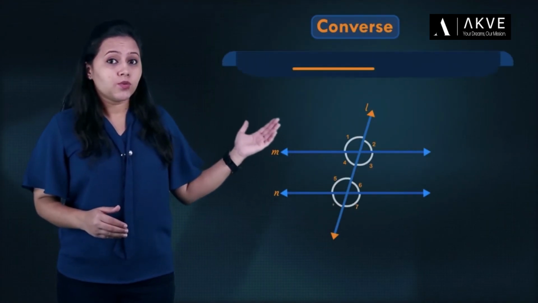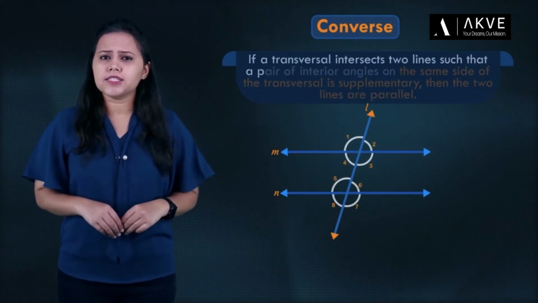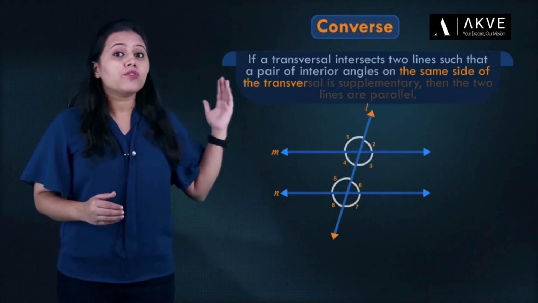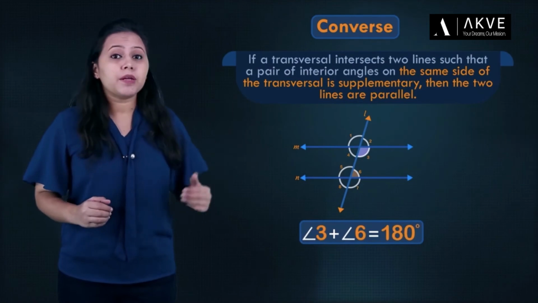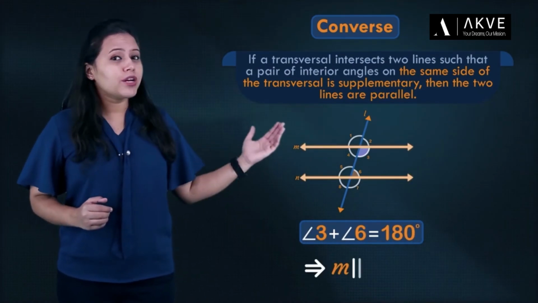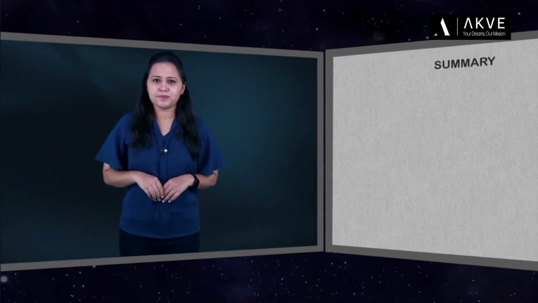Conversely, if a transversal intersects two lines such that a pair of interior angles on the same side of the transversal is supplementary, then the two lines are parallel. So guys, this was all for today. Now let's do a quick recap.